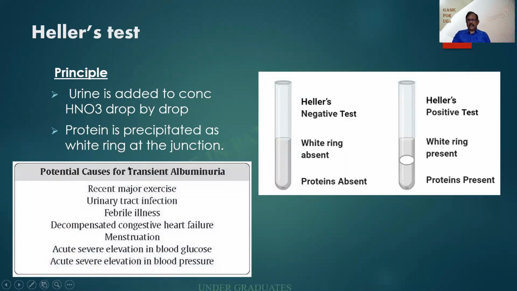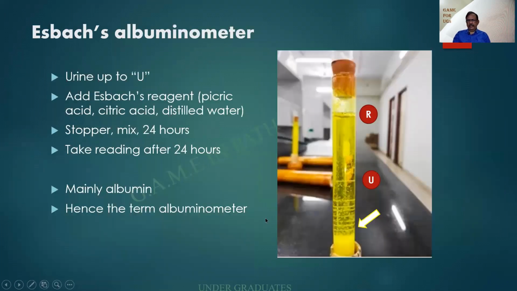There is something called transient proteinuria because of exercise, urinary infection, febrile illness, congestive heart failure, menstruation, sometimes even in diabetes or in blood pressure. So there can be a transient. When these are controlled, you find that it becomes negative.